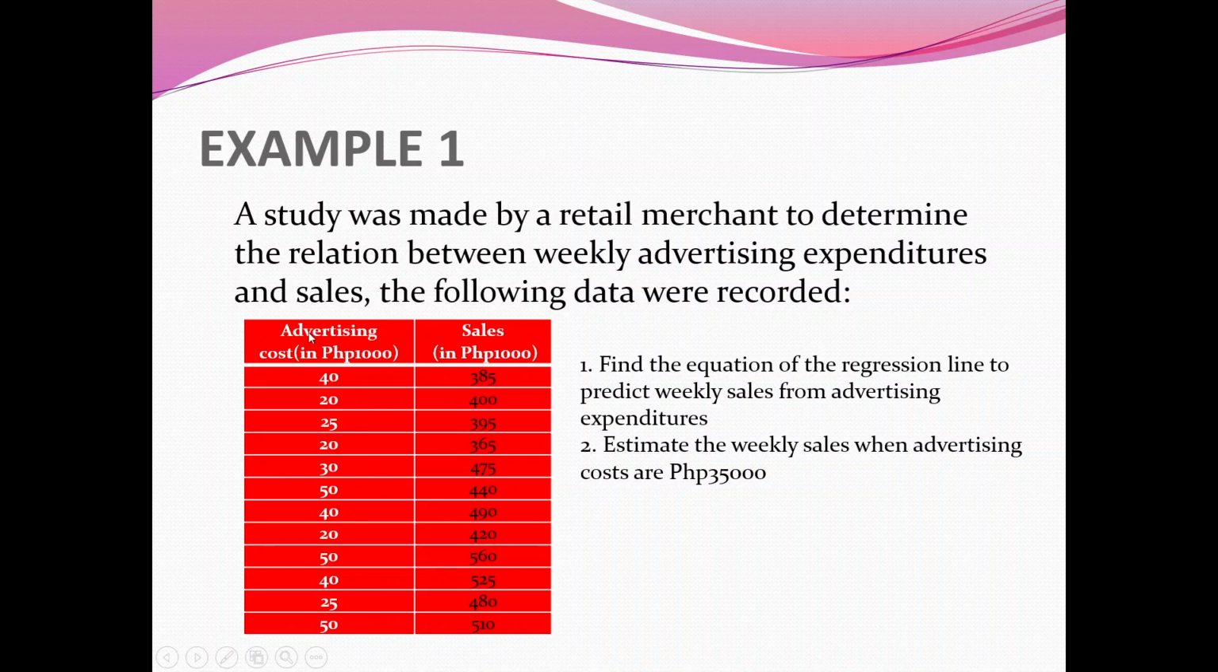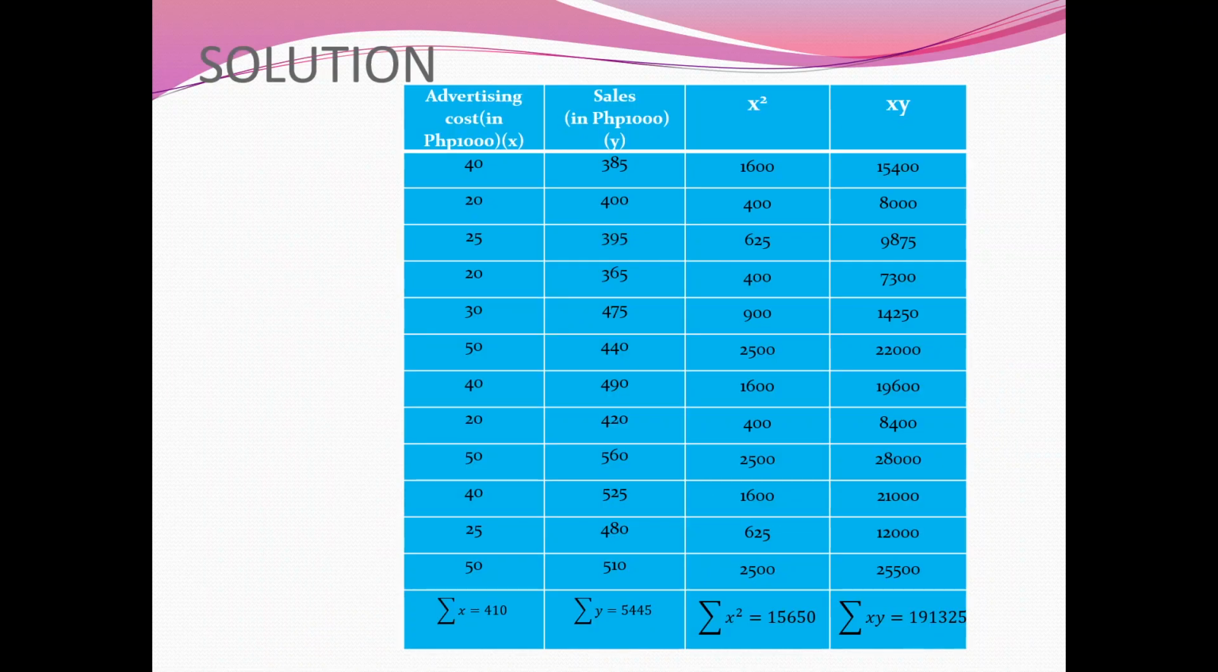We have the advertising cost in 1,000 pesos, and then we have the sales in 1,000 pesos. And then we have to look for the equation of the regression line to predict weekly sales from advertising expenditures. And of course, we have to estimate the weekly sales when advertising cost is 35,000 pesos.